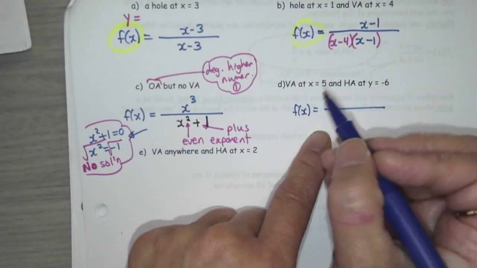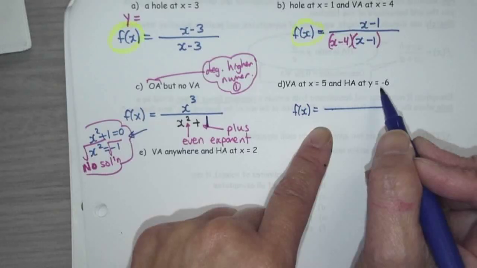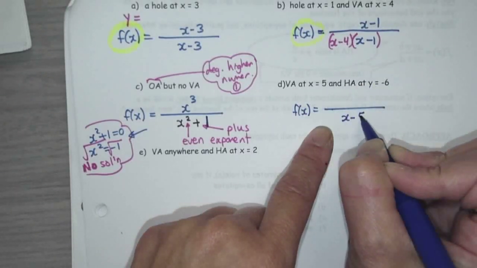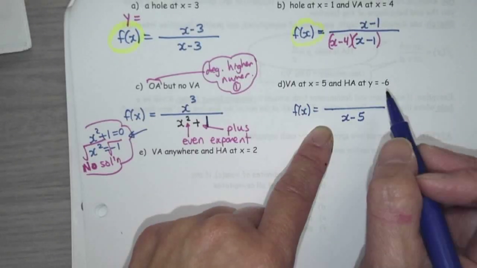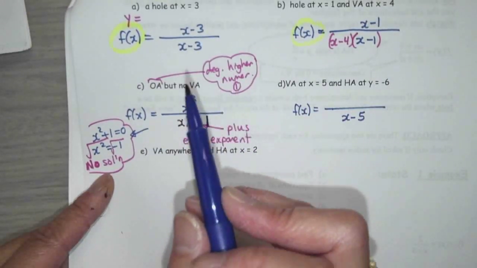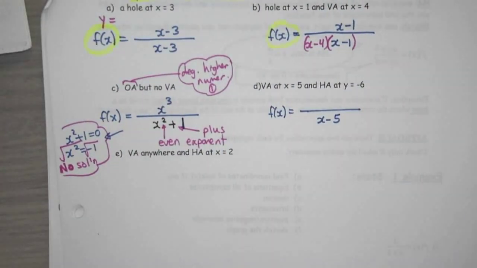Set that up. Vertical and horizontal. The vertical is usually easier to start with because we know it's x minus 5. So I put whatever I can think of first. The horizontal. So oblique was higher degree in the top by 1.